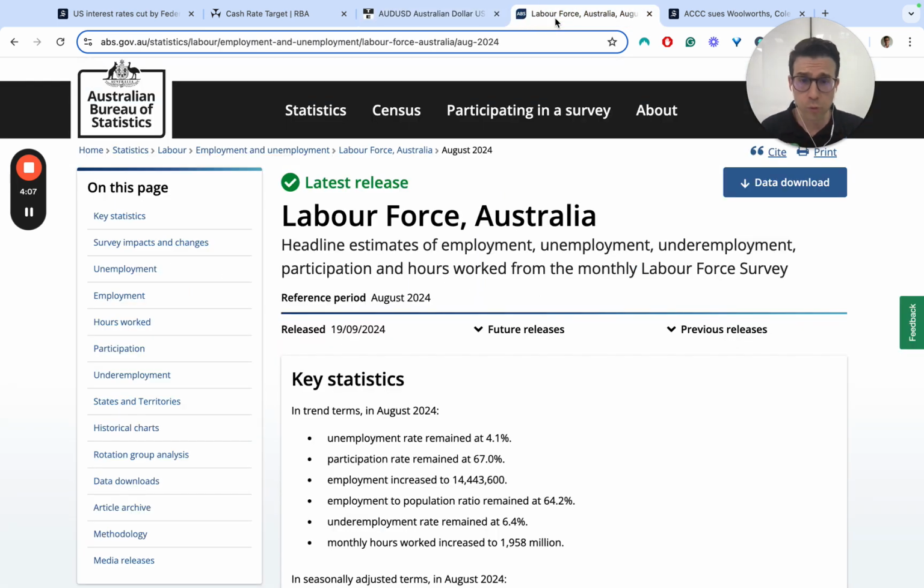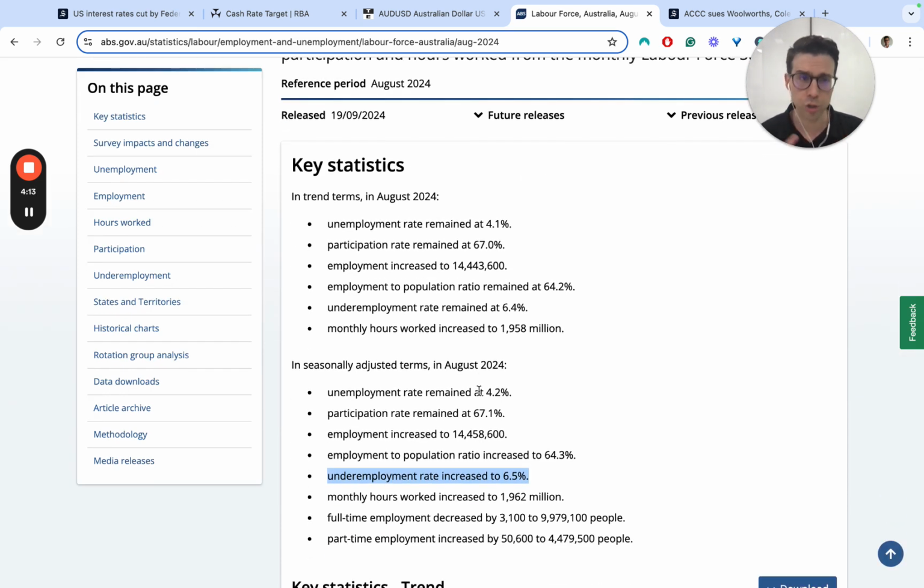Now, looking really quickly at the labour force, the ABS has produced their unemployment data for August, and look, not a whole lot of change, but some important change at the same token, right? Unemployment, whether you're looking at trend or seasonally adjusted, has remained unchanged. So in trend, 4.1% unemployment, seasonally adjusted, 4.2%. Participation rate remained exactly the same across those as well.